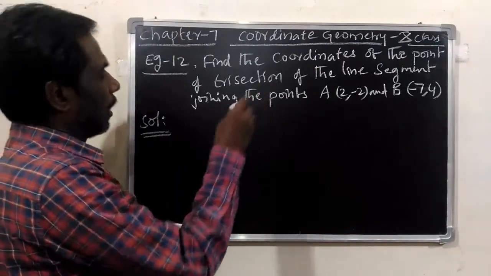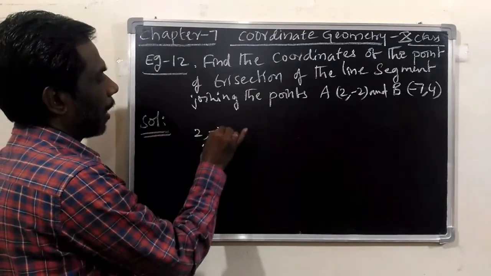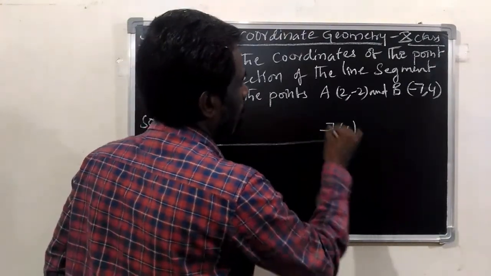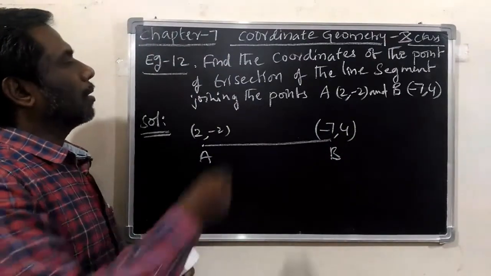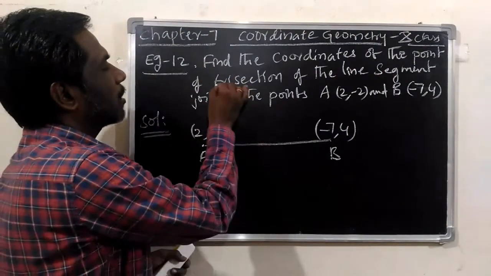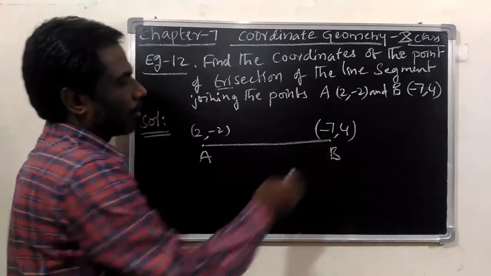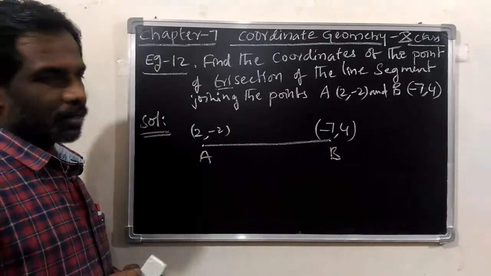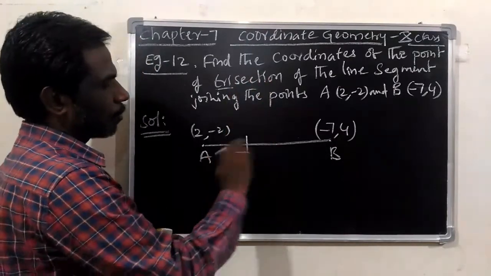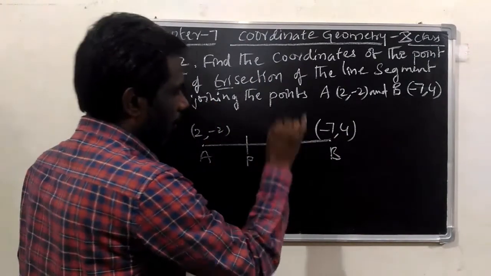First we write the line segment's points. A is (2, -2) and B is (-7, 4). In this question we have to find the coordinates of the points of trisection. Tri means 3. When a line segment is divided into 3 parts or 3 segments, it is called trisection. Now this is divided into 2 points. Let this dividing point be P, and one more, Q.